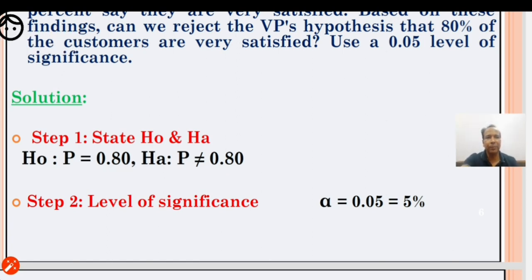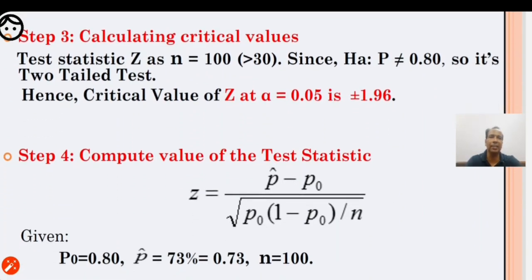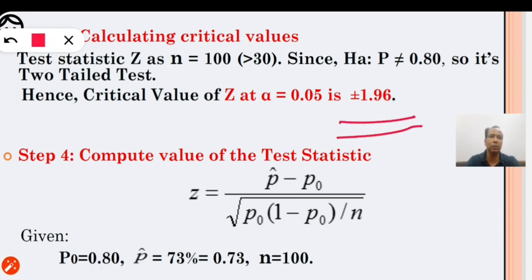So let's see how step 3 can be written. Step 3 is calculating critical values. So let's find what the critical value of the Z-test is for a two-tailed Z-test with alpha 5%. The critical value of the Z-test at alpha 5% is plus or minus 1.96, as it is a two-tailed test.